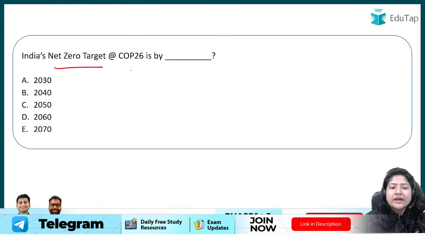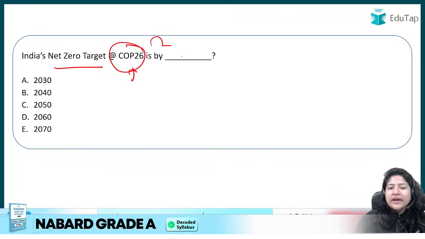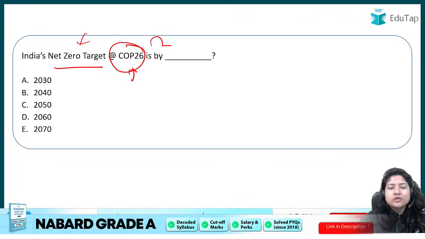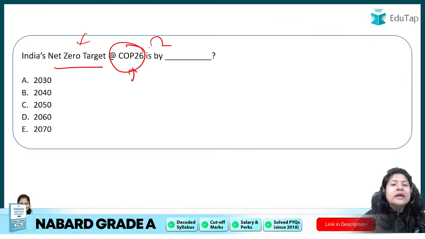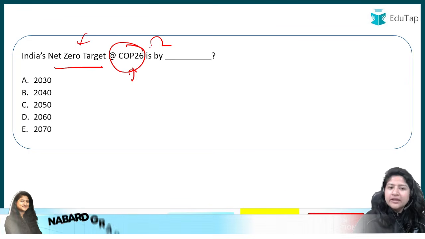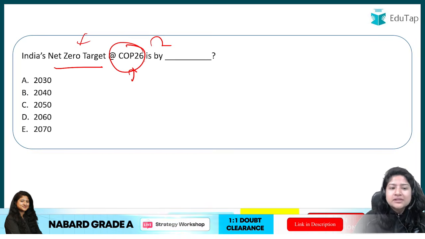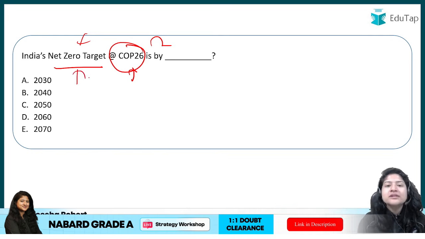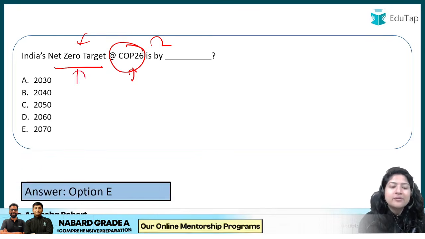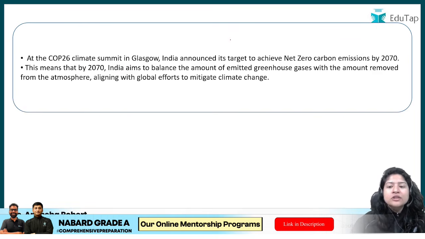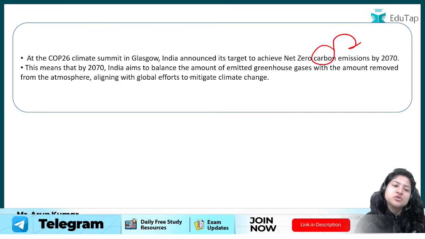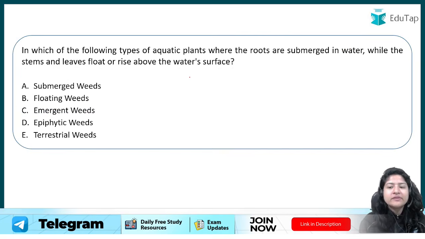India's net zero target at COP26 is by which year? Now, why was this question asked? Look, if you look at the syllabus, ecology and climate change is part of it. So this question was asked because it is touching that climate change factor, right? Net zero target. What is net zero? It is related to your release of carbon dioxide into the atmosphere. Your greenhouse emissions, carbon emissions into the atmosphere. So we have decided that by 2070 we will achieve that, and we will try to achieve that.